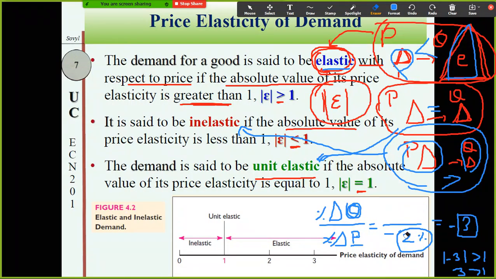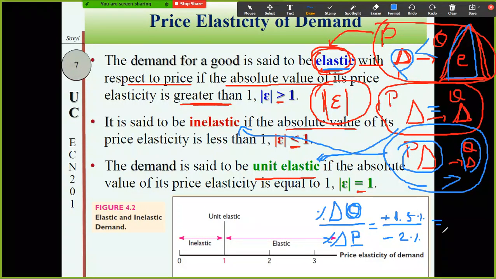However, consider the other condition. For example, if the price falls by, let's say, 2% again, but the demand increases by only 1.5%. Okay, 1.5, what does it mean? 3/2.